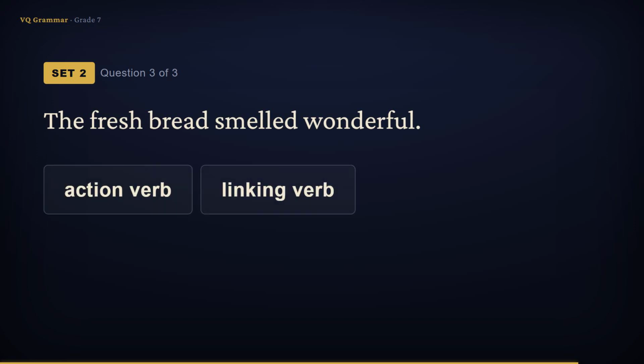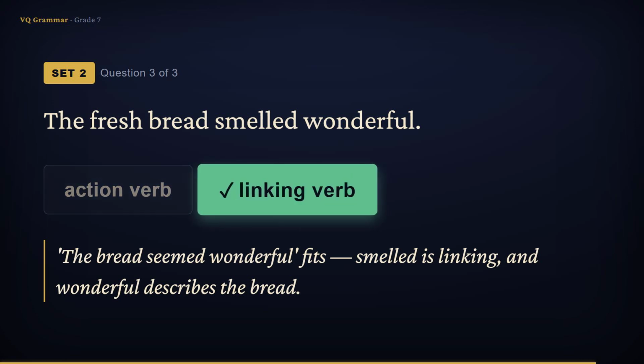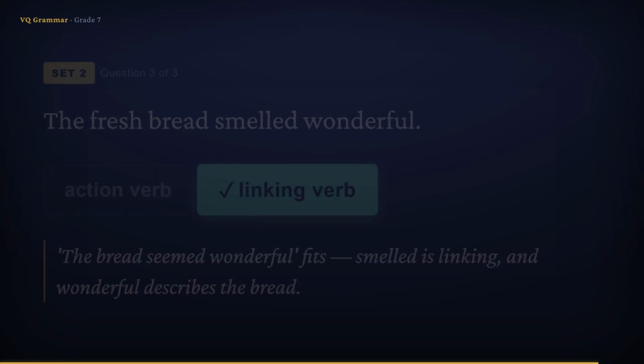The fresh bread smelled wonderful. Is the bread doing any smelling? No. Try the test. The bread seemed wonderful. That works. So smelled is linking, and wonderful is a predicate adjective describing the bread. So the answer is linking verb.